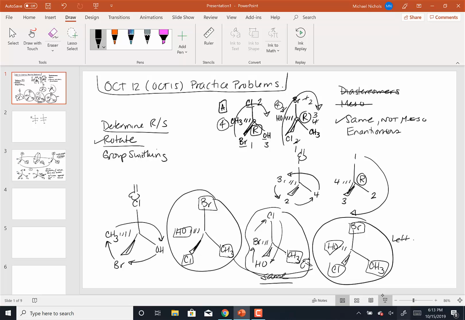So that's how we can compare, for instance, two molecules. We can determine R and S, we can do rotations to try and make one into the other and see if we can line up all four groups or if we can only line up two of the four groups, and then we can also use group switching.